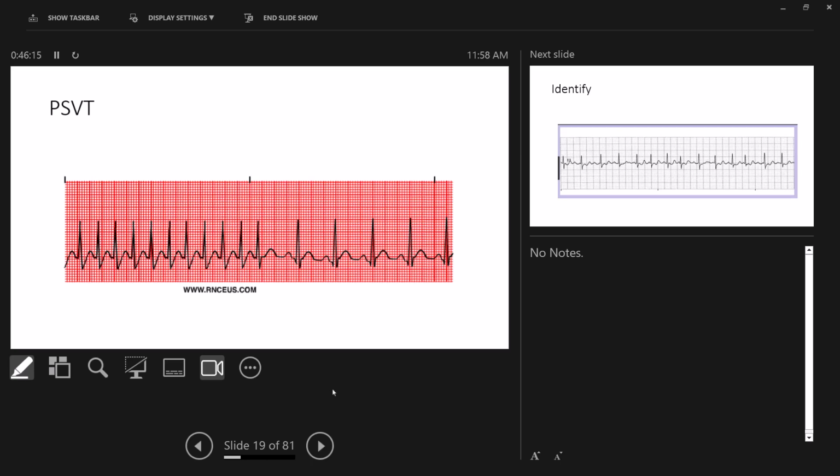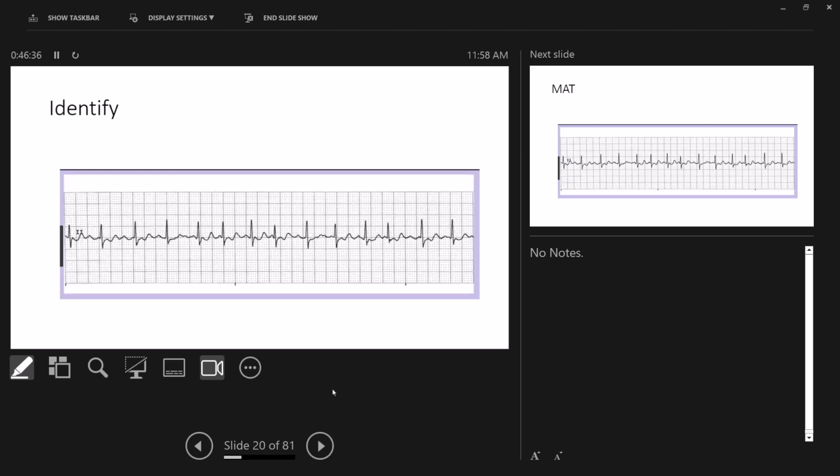So if we were to take this rhythm right here and just kind of turn it upside down, it would start out slow and then speed up. With the way it is right now, it starts out fast and it slows down. So either direction. If it starts fast and slows down, PSVT. Starts slow, builds up to fast, PSVT.